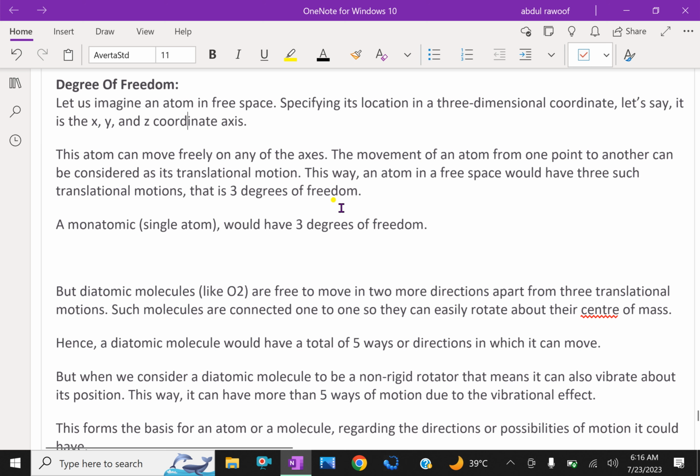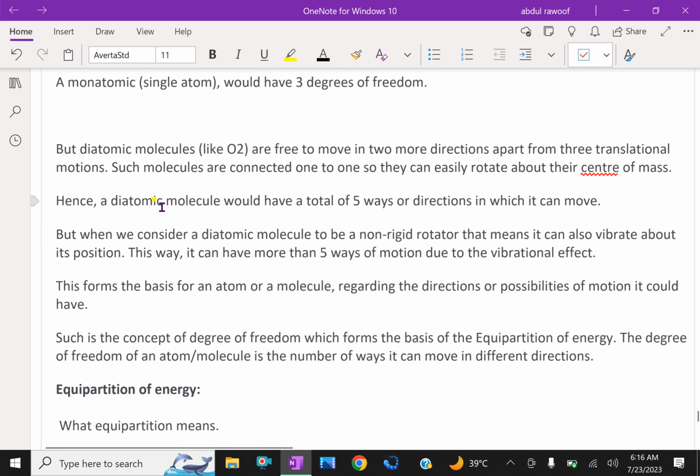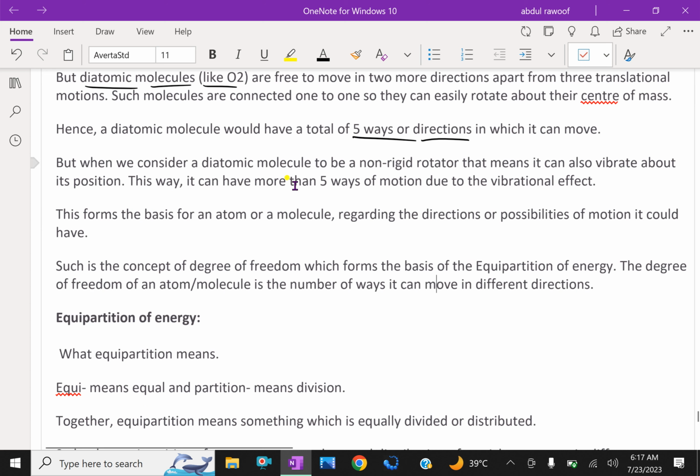That means direct motion from one point to another. A single atom, that is monoatomic, would have 3 degrees of freedom because of 3 directions. But diatomic molecules like O2 are free to move in 2 more directions apart from the 3 translational motions. Such molecules are connected one to one so they can easily rotate about their center of mass. Hence, diatomic molecules would have a total of 5 ways in which they can move. But when we consider a diatomic molecule to be a non-rigid rotator, it can also vibrate about its position. This way, it can have more than 5 ways of motion due to the vibrational effect.